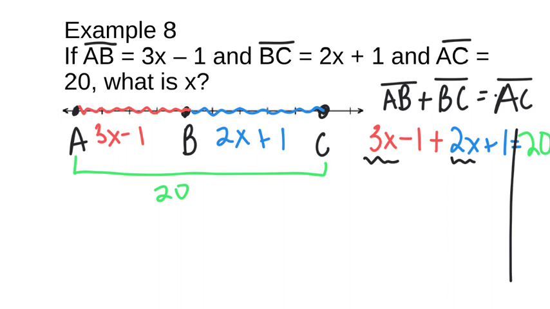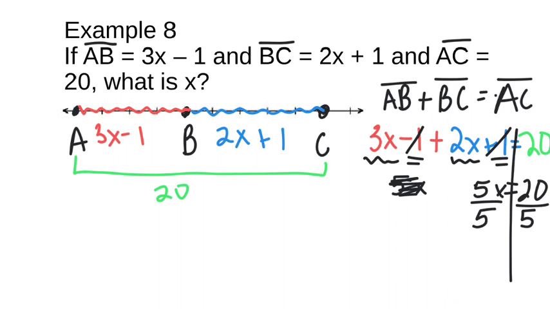So 3x and 2x are like terms. That would give me 5x. Negative 1 plus 1 are like terms. Negative 1 plus 1 is 0. So those cross out. So 5x equals 20. I'm going to go ahead and write this over here so I can see it better. 5x equals 20. The opposite of multiply is divide. So I'll divide by 5.